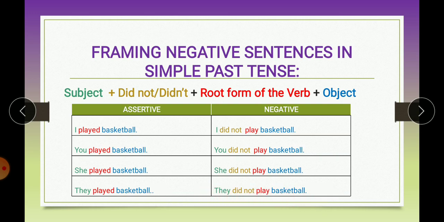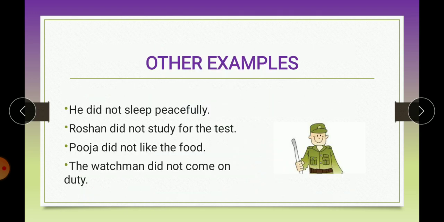So whenever we are framing simple past tense sentences in negative sentences, we have to use did not. और did not के साथ या didn't के साथ हम root form of the verb, that is the first form of the verb, use करेंगे. ठीक है? So simple past tense में sentences में second form used हुआ है played, and when we are using the negative sentence we have changed it into play. Clear? Now coming to other examples.